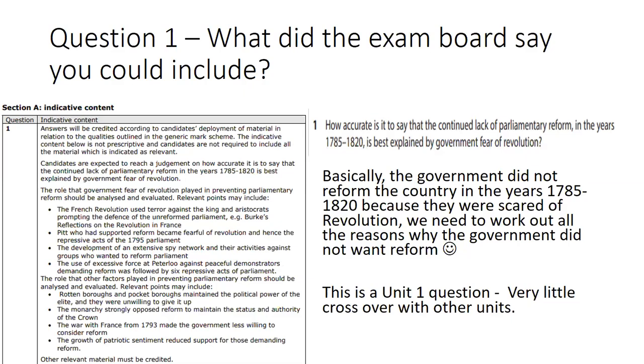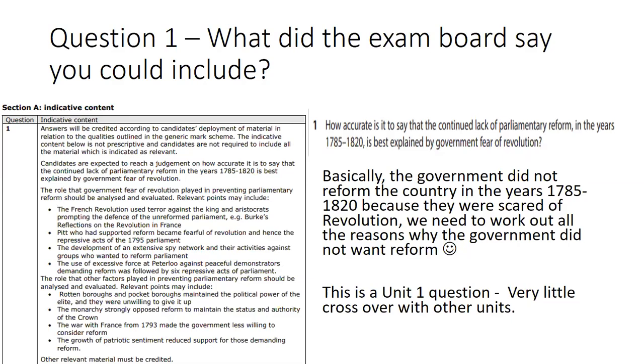But what this is asking you, basically, is that the government did not reform the country, not reform the voting system or anything in regards to the parliamentary system, because they were scared of revolution. So what we need to work out in this question is, why did the government not go ahead with reform?